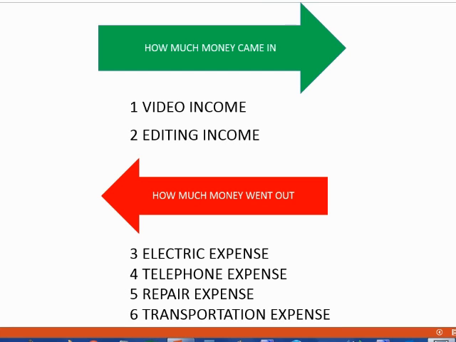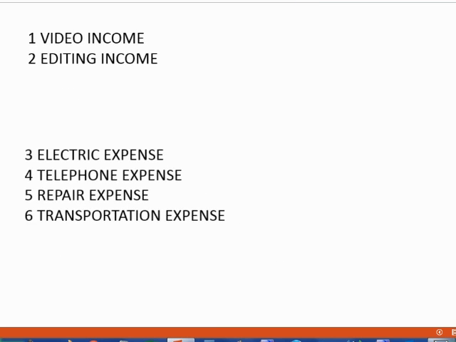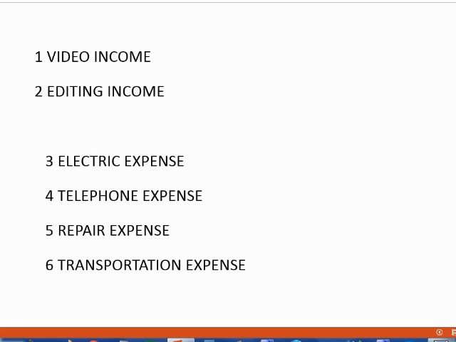Knowing the total of each of these individual items will help you figure out the total money that came in and the total money that went out. So, let's imagine, for example, we know the total money for each of these 6 items. Let us imagine, for example, that the total money that came in just from video was $20,000.